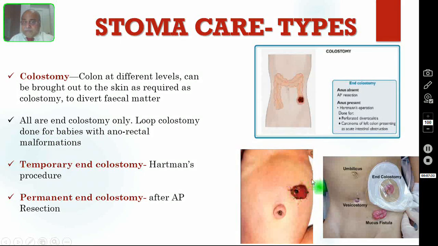Here you are seeing a loop colostomy, whereas this is an end colostomy, but this is not Hartmann's because the mucus fistula, they have brought it out. Usually if you close this and if you keep it intraperitoneal, then only it is Hartmann's procedure. The temporary end colostomy is Hartmann's procedure. Here this is not Hartmann's because in Hartmann's they close this mucus fistula, the distal end, and they keep it inside the peritoneal cavity. The permanent end colostomy usually we do after AP resection for CA rectum.